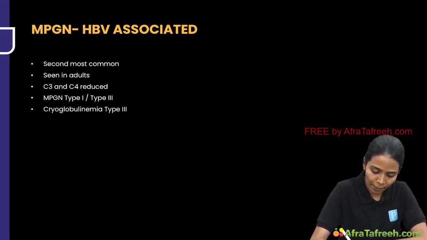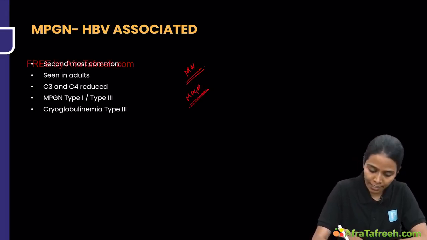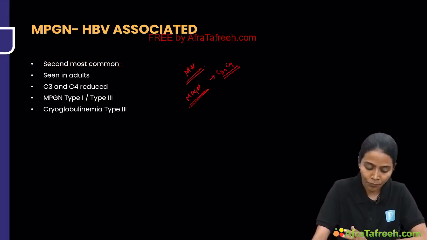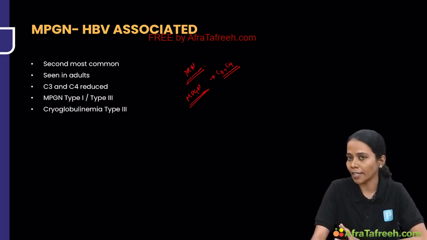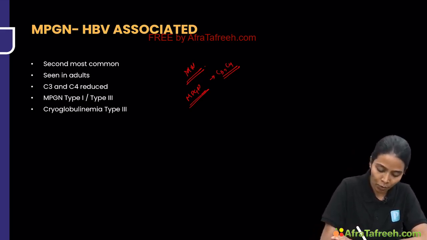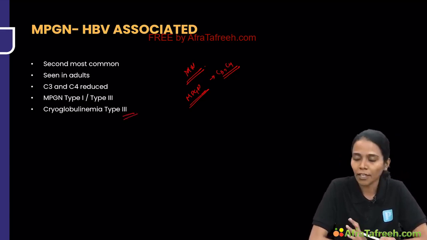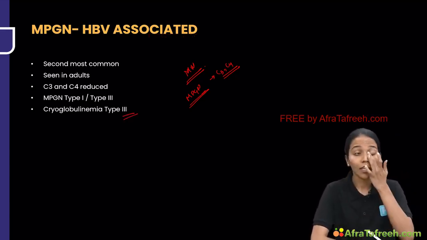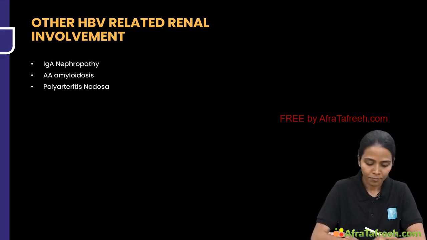So we learned that MN is the most common lesion, right? The second lesion that can occur is MPGN, which is second most common. It is seen in adults. Again, here complements are going to be reduced, both C3 and C4. It can cause type 1 and type 3 MPGN, and also if it's causing cryoglobulinemia, type 3.